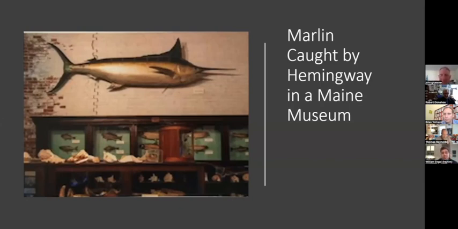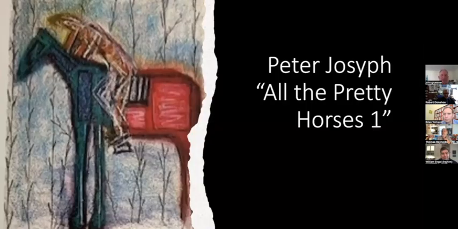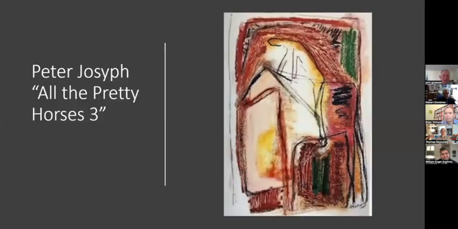And then a couple of images, and these are really special for this book. This is original artwork by Peter Joseph. And these are two paintings inspired by All the Pretty Horses. This one is entitled All the Pretty Horses One, and this is John Grady Cole on a horse. And then this is All the Pretty Horses Three.